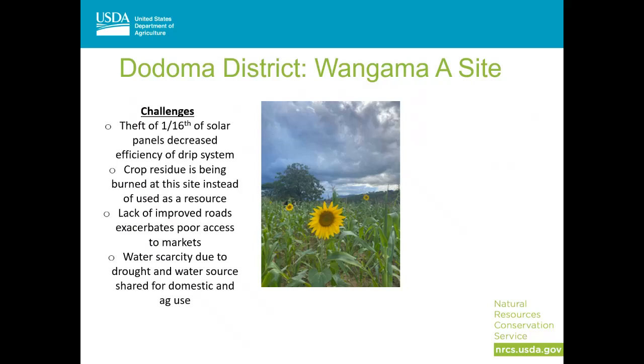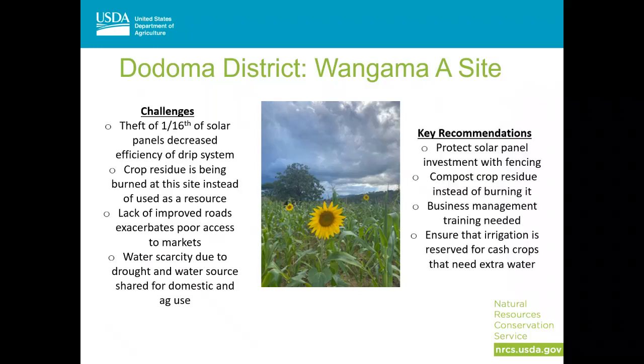They also have a lack of improved roads, which exacerbates poor access to markets, and water scarcity due to drought is an issue. Plus, their water source is shared for domestic and agricultural use. So now that they're irrigating, they've got to be mindful that they don't deplete their domestic water supply.